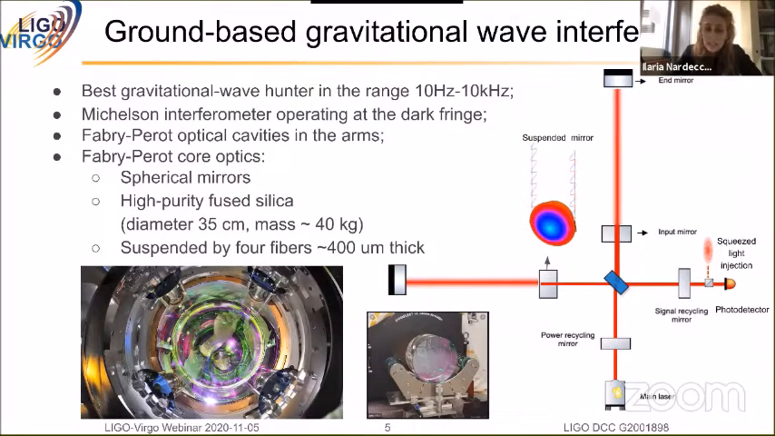Here there is an image of the naked mirror, while in this image you can see the mirror that is suspended and integrated inside the detector. Next slide, please.